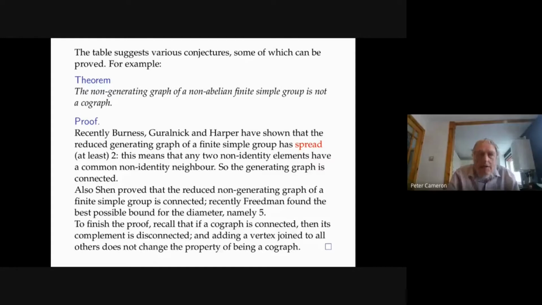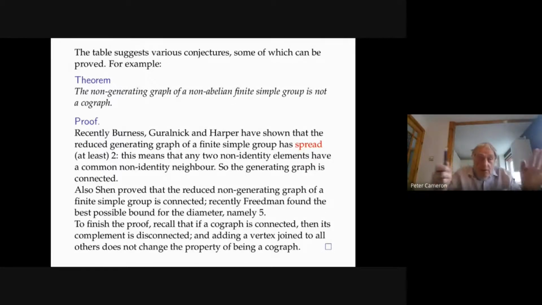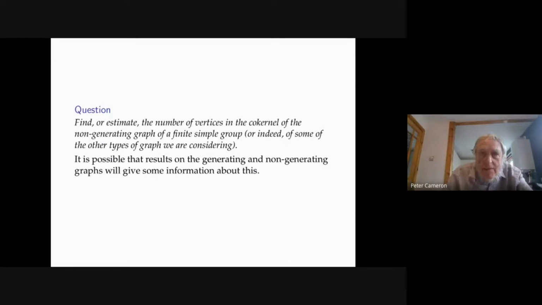Peter? Yes. I just wanted to clarify, unless I'm misunderstanding, I think what we determined is that for the non-generating graph, the best bound is either 4 or 5. It's either 4 or 5. I'm sorry. Yes. Okay. So the possibly best possible bound. Yes. I beg your pardon. Yes, you're quite right. So it should be 4 or 5. Okay. Thank you.